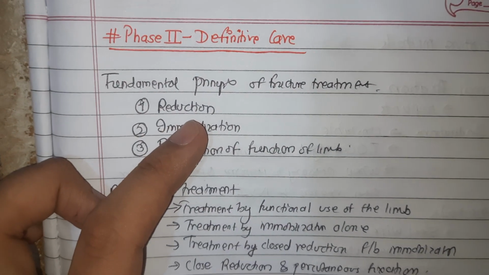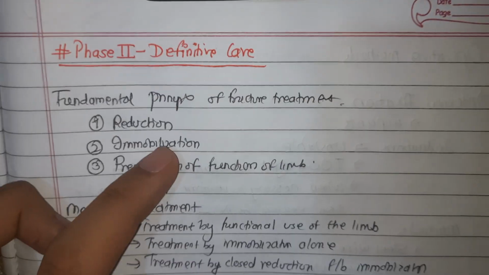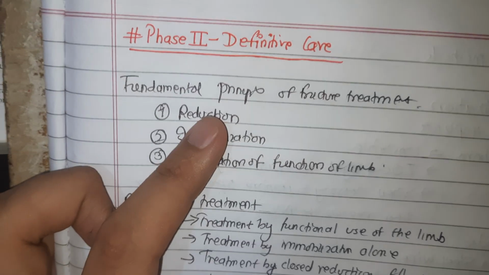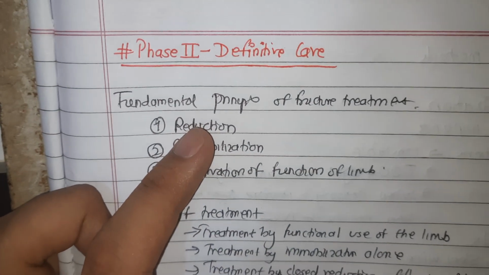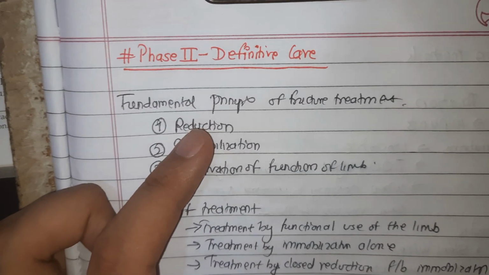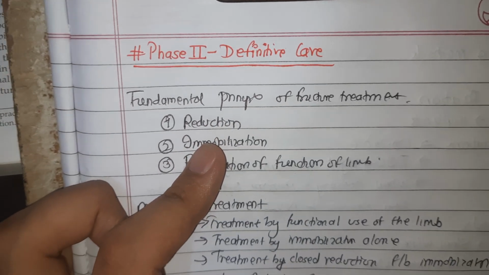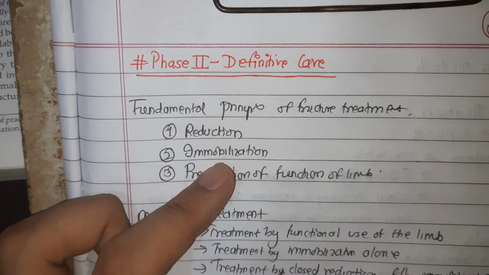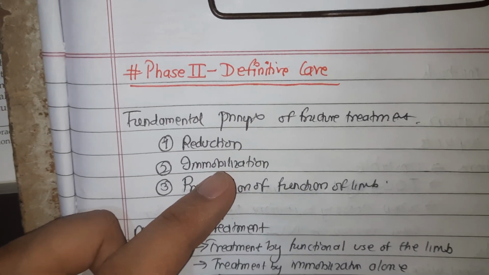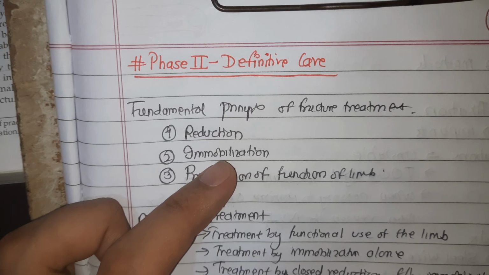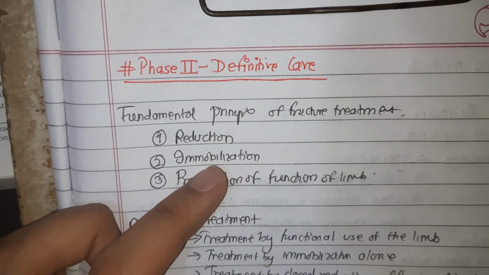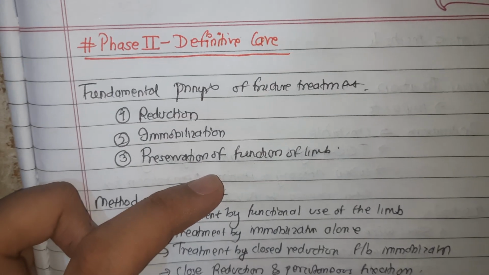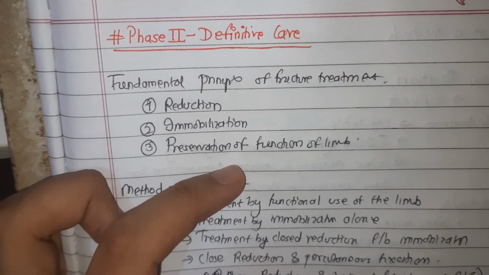The principle of fracture treatment consists of reduction, immobilization, and preservation of function of the limb. Reduction is the technique of setting a displaced fracture to a proper alignment. This may be done non-operatively or operatively, and is called closed reduction or open reduction. Immobilization is necessary to maintain the bones in the reduced position, and it may be done by external immobilization such as plaster, or by internal fixation by rod, plate, screw. Preservation of function of the limb is done by physiotherapy all through the treatment, even when the limb is immobilized, and thereafter.